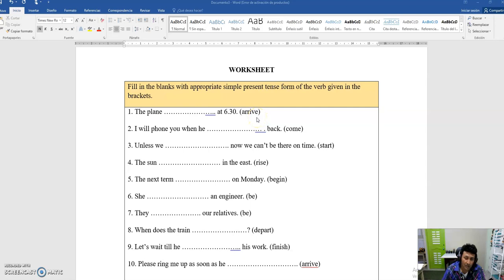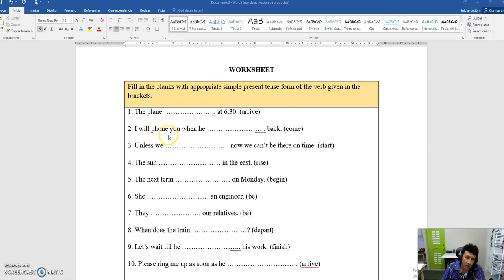So if we start in the simple present tense, the plane, we're talking in the third person, so we have to add the letter S. So the answer should be: the plane arrives at 6:30. Okay, now let's see one more sample.